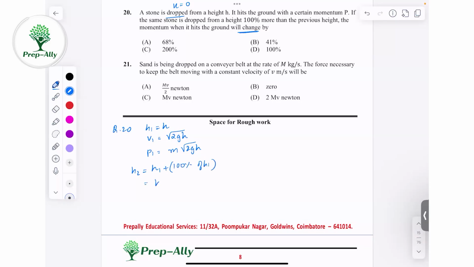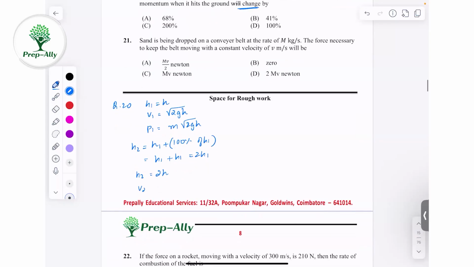And that is just h1. So we have now the new height is double the previous height. So the velocity it acquires after it falls through a height of 2h is going to be root over 2g into 2h, which is root over 4gh. Then the momentum acquired by the body is going to be m into root over 4gh.